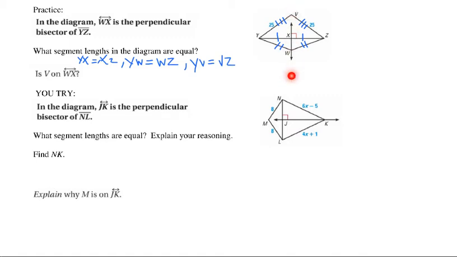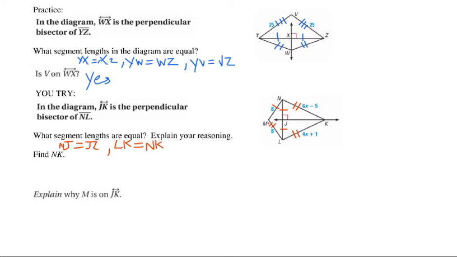I would like you to try the same question. You have to do some solving with it, but it's similar to what we did before. You want to tell me what segment lengths are going to be equal if you see that JK is the perpendicular bisector, and then I want you to find what the length of NK actually is. Alright, some different lengths that should be equal would be NJ and JL. Next should be LK and NK. Lastly, we can see that ML is going to be congruent to MN. We can squeeze 3 lines in there.